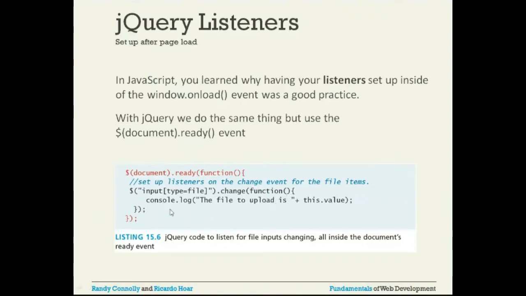And what this method will do is console.log. So it will just log the information. The file to upload is this dot value. Whatever the value of that input file element, that will be stored in the log. Console.log will write into the log file.